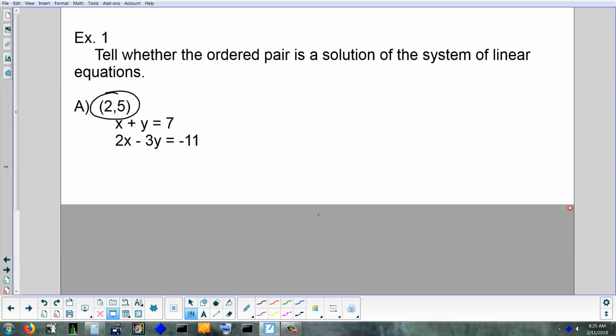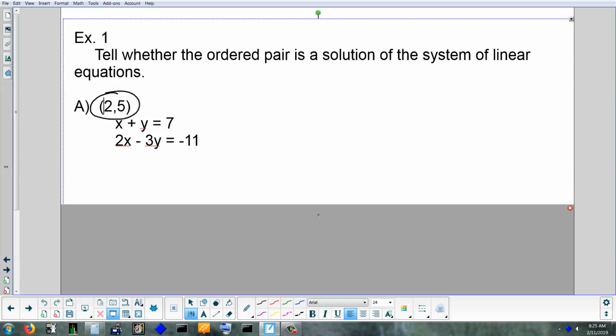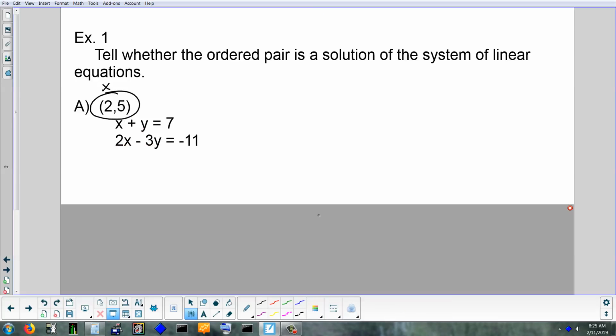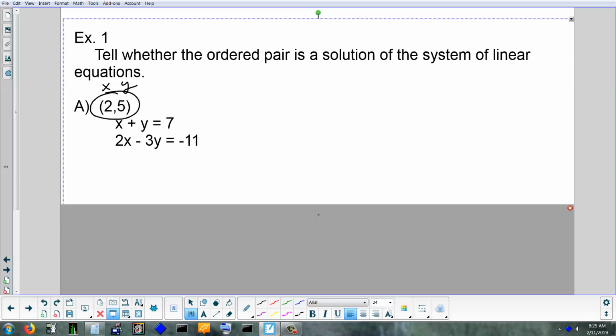Plug it in, yeah. Yusuf, what's the 2? Is that the x or the y? X. That's the x. And the 5? The y. Now, you said plug it in. Which one, the top one or the bottom one? The top one? Just the top one? No, both. Eventually we've got to do both, but we'll start with the top one. So x is 2, y is 5.